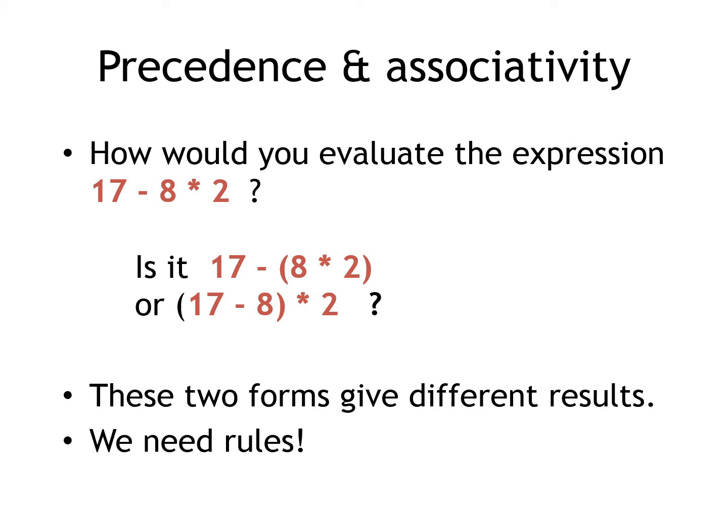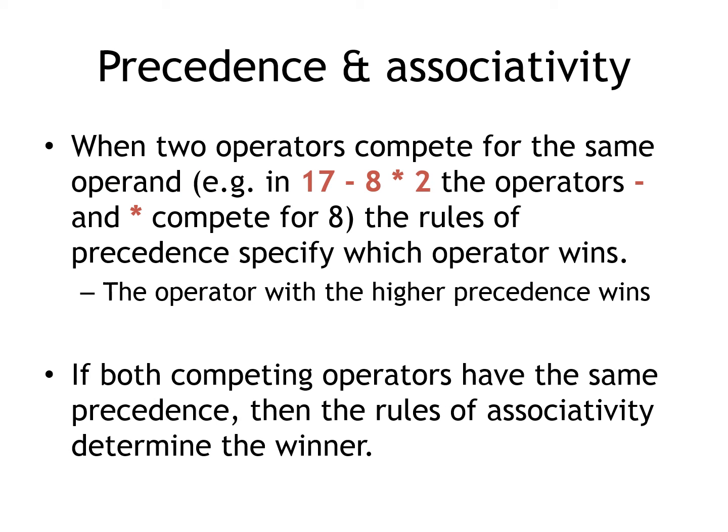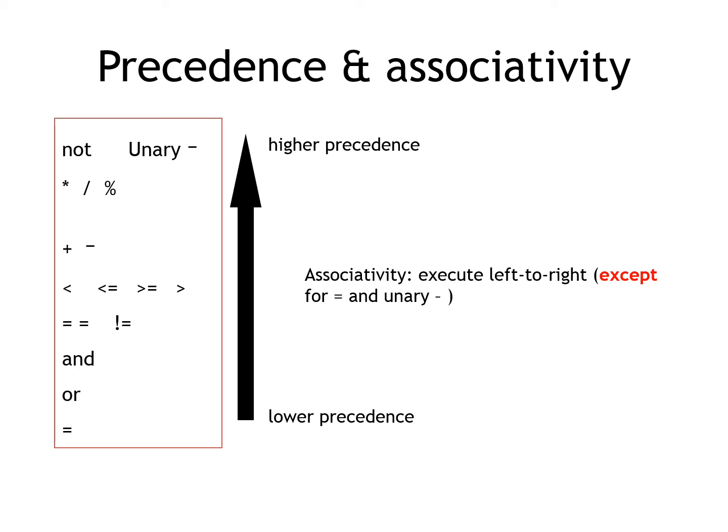So, precedence and associativity. How would you evaluate the expression 17 minus 8 times 2? It is 17 minus, in the bracket, 8 times 2, or 17 minus 8, times 2. These two forms give different results, so we need rules. The rule applies when two operators compete for the same operand. In the example 17 minus 8 times 2, the operators minus and multiplication compete for 8. The rules of precedence specify which operator wins. The operator with the higher precedence wins. Remember? If both competing operators have the same precedence, you use the associativity rules to determine the winner.